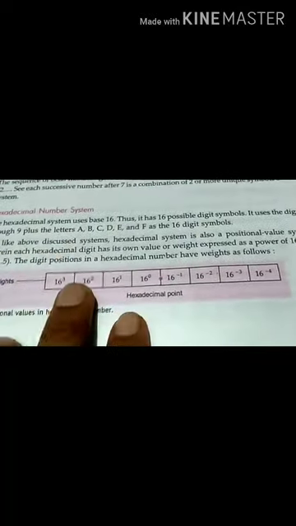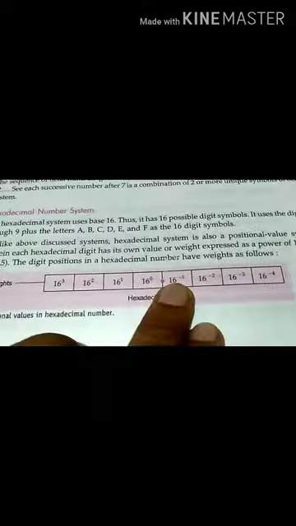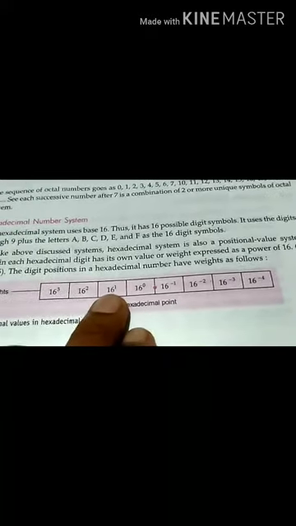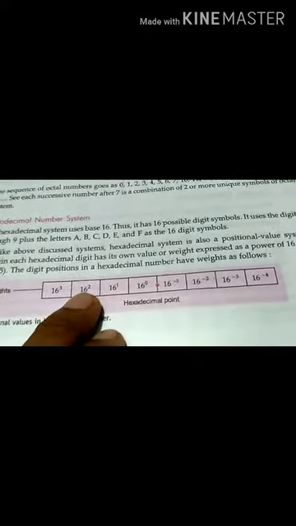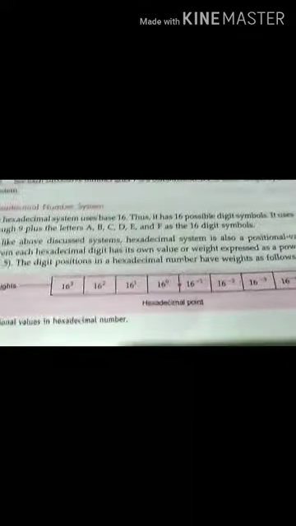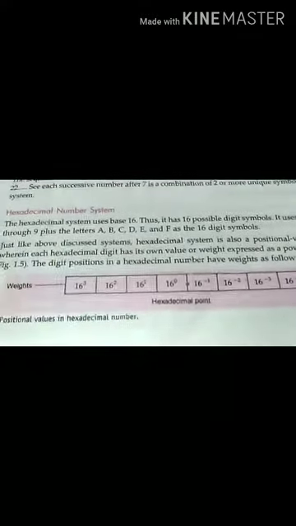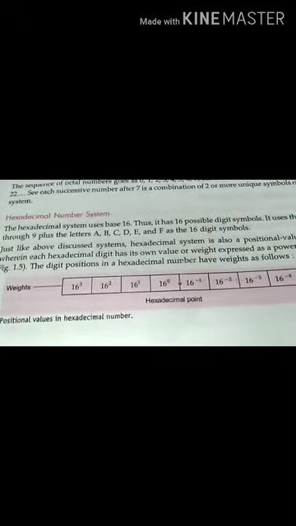And examples of the position of each digit before the point and after the point. First digit is 16 power 0 position. Second is 16 power 1, then 16 power 2, 16 power 3, and after the point 1 upon 16, 1 upon 16 power 2, 1 upon 16 power 3, 1 upon 16 power 4. For example, 9ABC is a hexadecimal number, 1DCA is hexadecimal, 2BF is a hexadecimal number system. So next topic in my next video.